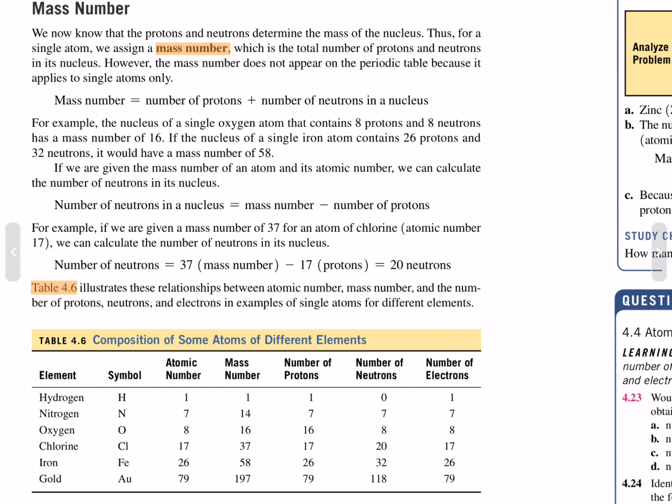Section 4.4, Atomic Number and Mass Number. All of the atoms of the same element always have the same number of protons. This feature distinguishes atoms of one element from atoms of all the other elements.